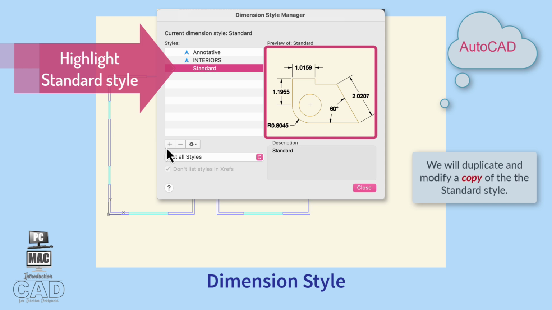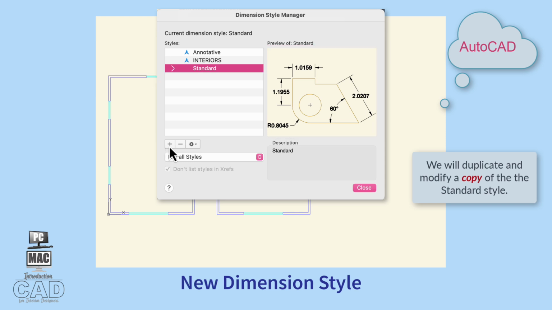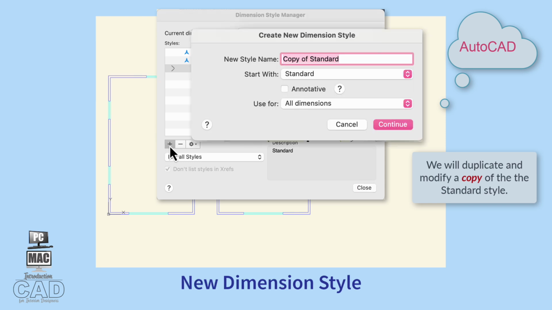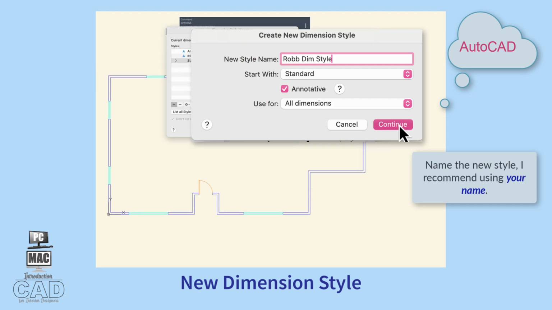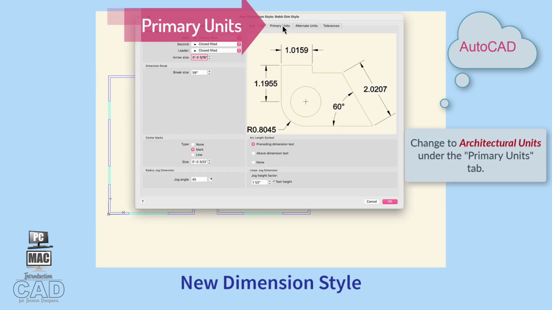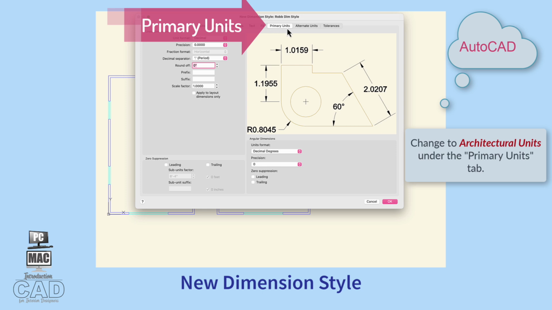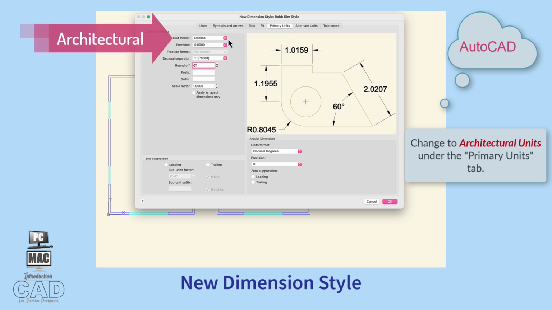We will modify the standard style by picking on the plus symbol here. We are now creating a new style but using a duplicate of the standard style. Name this style something unique, a name which you will recognize later on. I recommend naming the dimension style as your last name, since that is easiest to recognize among the style names. Check the box here for the dynamic annotative sizing feature. Locate the Primary Units tab at the top of the dialog box. The units must be changed first from decimal to architectural units.